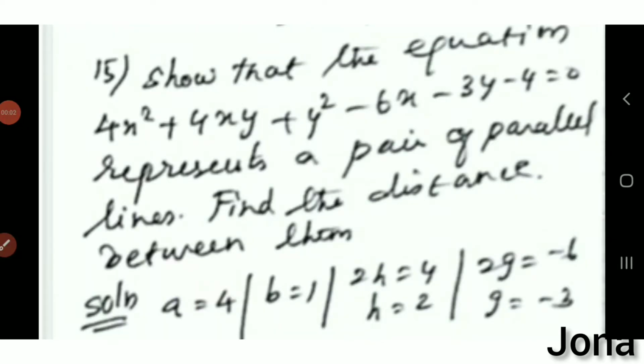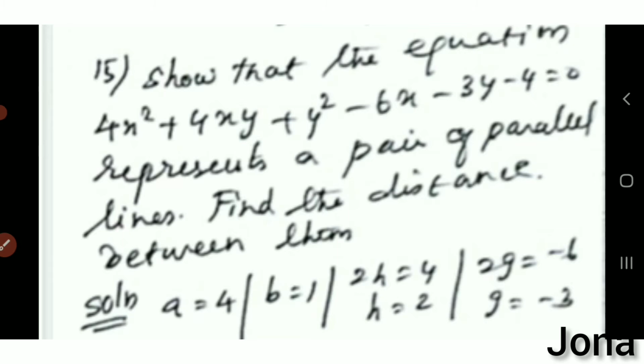Show that the equation 4x square plus 4xy plus y square minus 6x minus 3y minus 4 equal to 0 represents a pair of parallel lines. Find the distance between them. Same problem here. We have to show the given equation represents the pair of parallel lines. So, the given equation must be compared with the general equation, that ax square plus 2hxy plus by square plus 2gx plus 2fy plus c equal to 0.